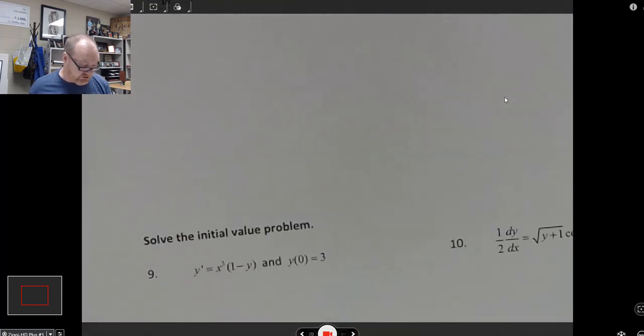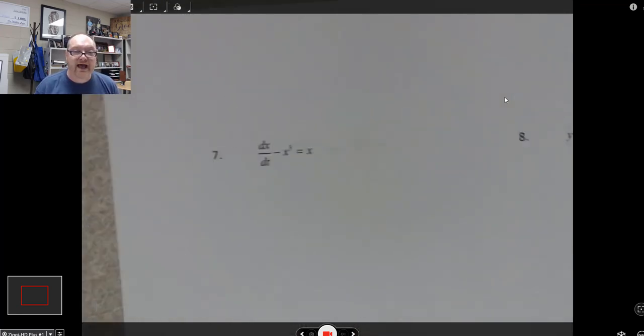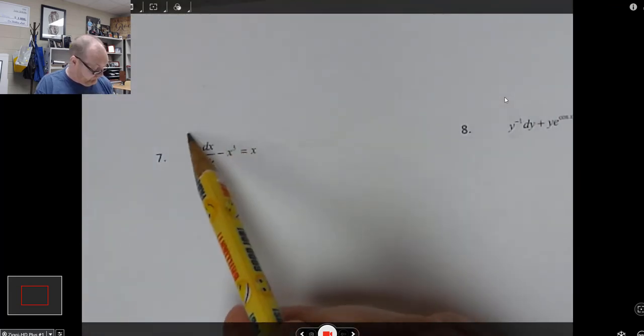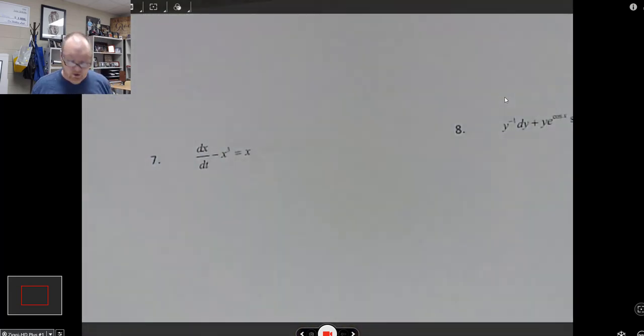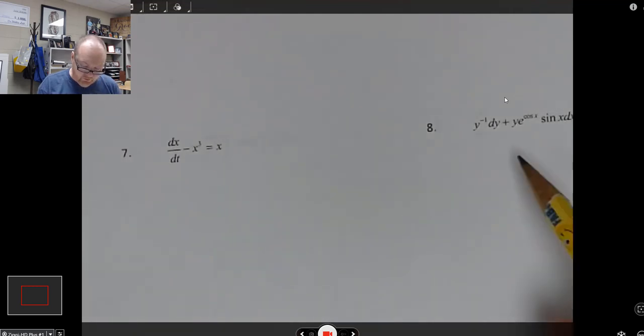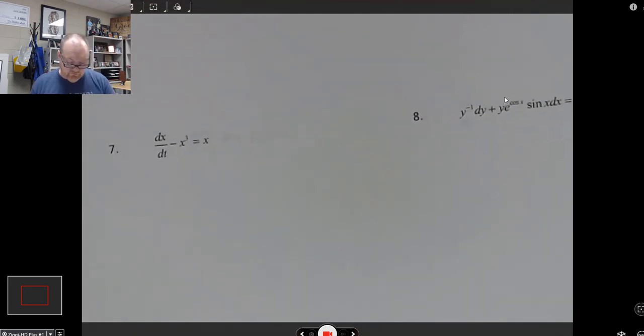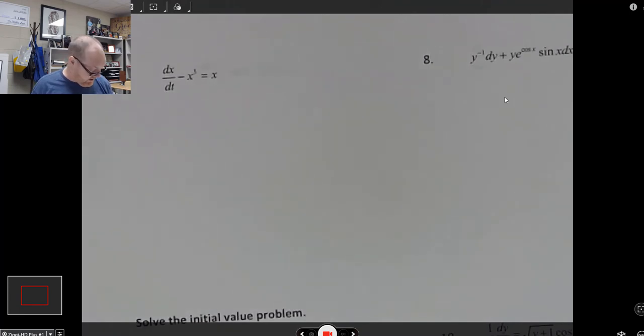Some of the integration is more challenging than the others. I won't pretend it's not, so just be conscious of that. Number 7 on the back, on the second page, was a lengthy problem. It took me a whole page to solve it. See if you can separate it. Number 8 works pretty straightforward, so I'll leave those for you to try.